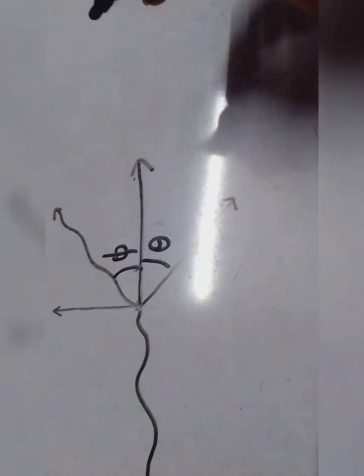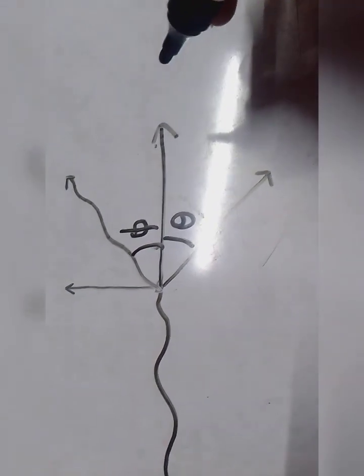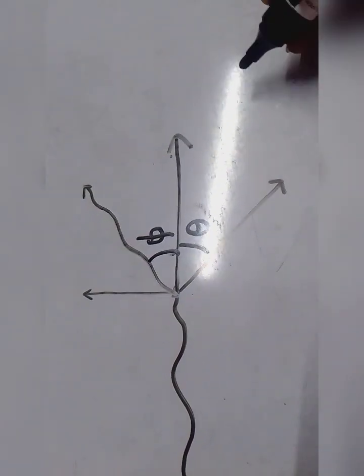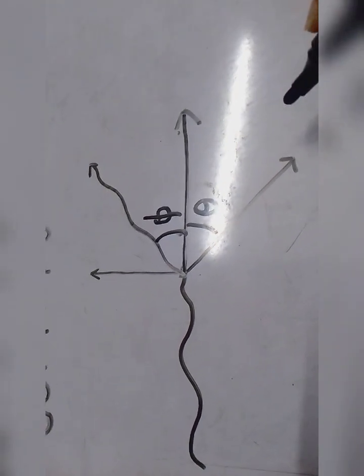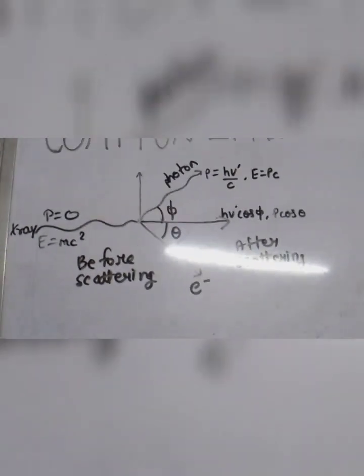Now we will apply the law of momentum. You know that the momentum before collision is equal to the momentum after collision. Now I am doing it mathematically. I have labeled this. Here you can see that this X-ray is coming, which has momentum as h mu upon c, and the electron at rest has momentum 0 and its energy is equal to mc square.